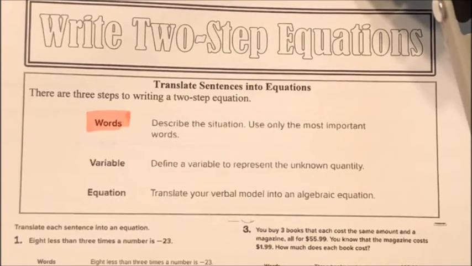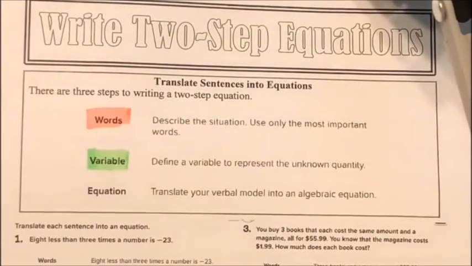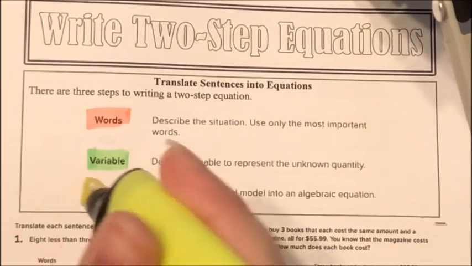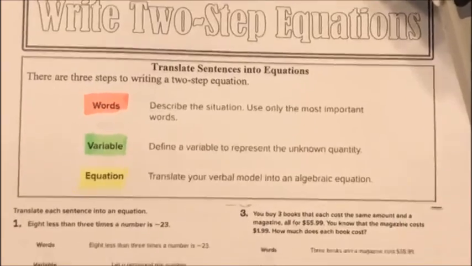Next I want to figure out my variable. So I want to define a variable to represent the unknown quantities. So variable is very important. I need to decide what I'm looking for. And finally, I translate your verbal model into an algebraic equation. So that's the 3rd step. So the words, then the variable, then the equation. Okay? So let's look at some examples.